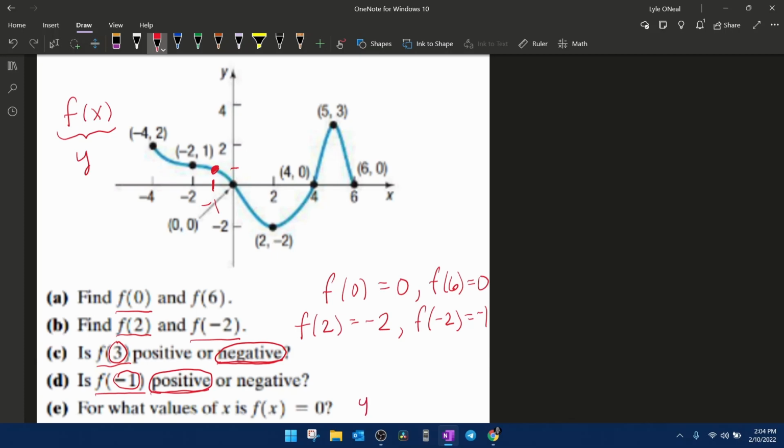Next, part E, for what values of x is f of x 0? So we know f of x is y. Here they're basically asking me for all of the values of x that have a 0 y coordinate, and that would also correspond to the x-intercepts. So those values of x where y is 0 are going to be 6, 4, and 0. And it doesn't really matter what order you write them in. I'm going to write them in increasing order just for fun.